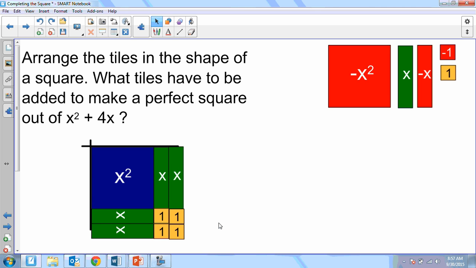So let's talk about those dimensions. Very, very good. So we had to add these guys, right? Otherwise, we couldn't have a perfect square. We were lacking something. So we started with our x squared. We had a total of four of those x's. And this is what was necessary to complete that square. Is everybody cool with that? Okay. What is the dimension of this square now then? How long is this side right here?